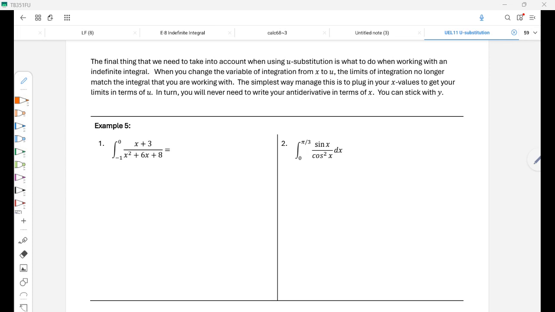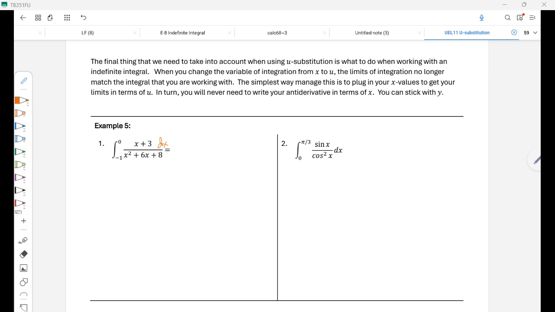The whole thing in the denominator, because when you take the derivative of the whole thing in the denominator, you get 2x plus 6. Yeah, and then we factor the 2 out to get the x plus 3. So yeah, that is exactly correct on that one.